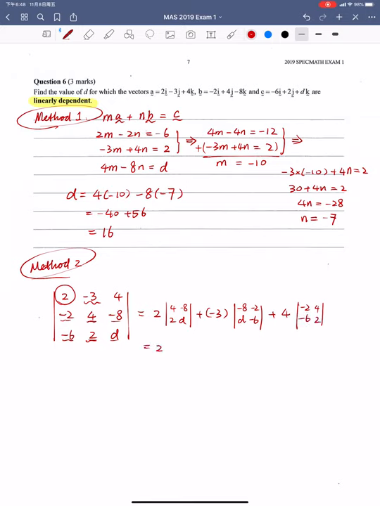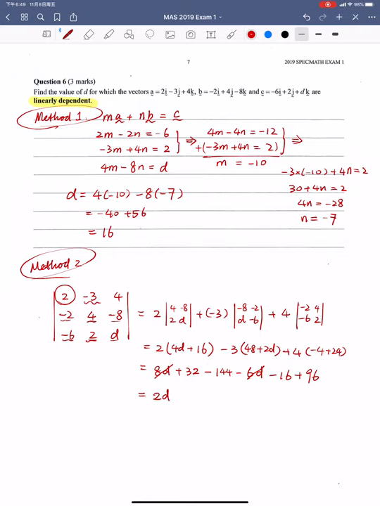Okay, let's carry on the calculation. 2 times 4 times D, which is 8D, minus minus 8 times 2. So it's plus 16. Minus 3, bracket, 8 and 6 together, 48, plus 2D. And finally, we have 4, bracket, minus 2 times 2, minus 4, minus minus 6 times 4, plus 24. This will be 8D plus 32 minus 144 minus 6D minus 16 plus 96. Then we will have 8D with minus 6D, this is 2D.